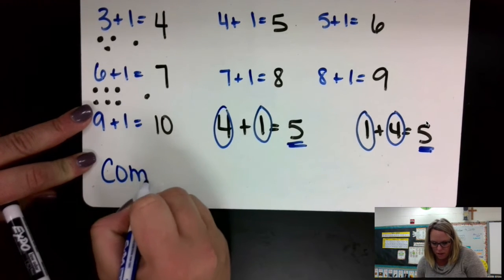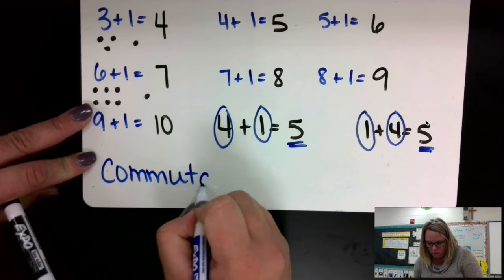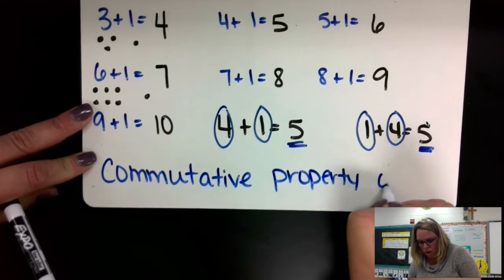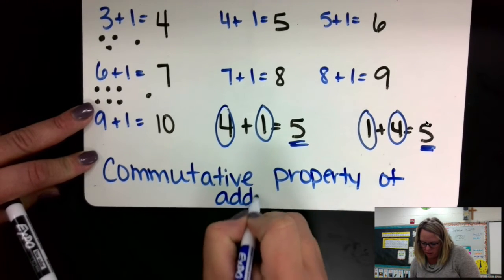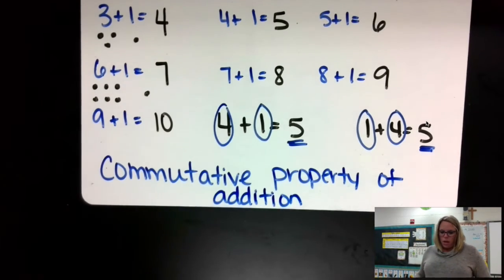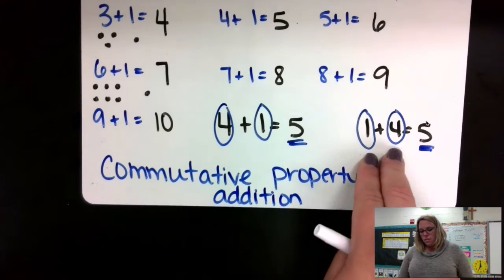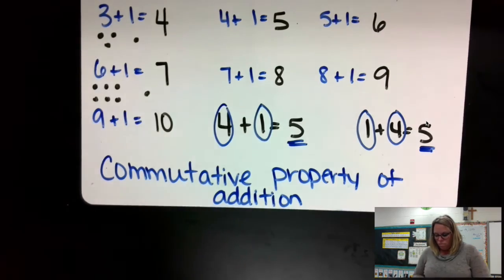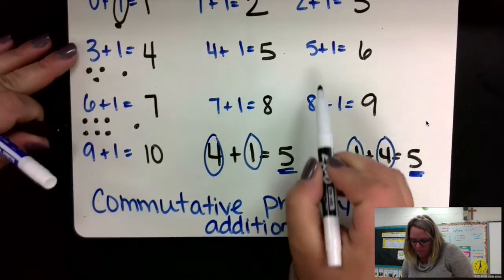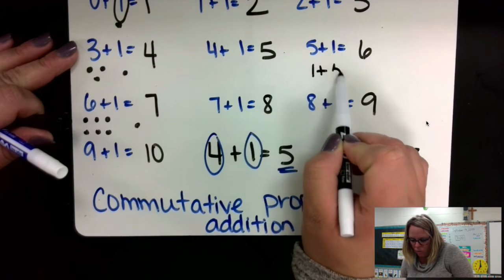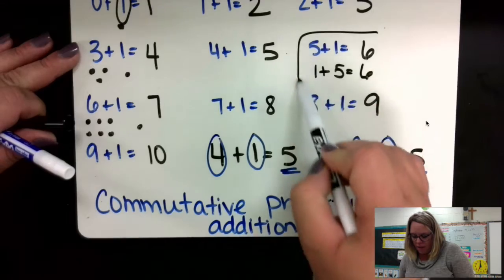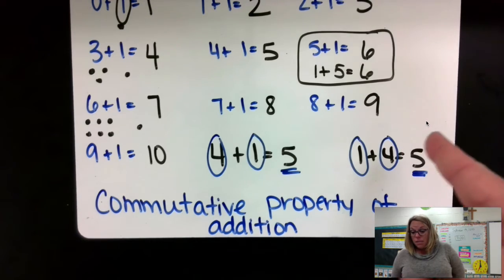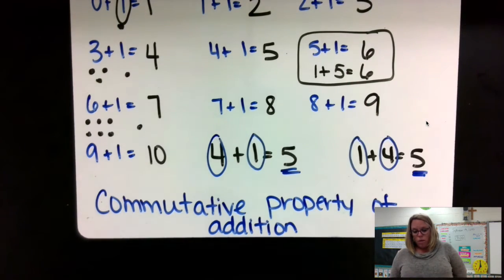They call this the commutative property of addition. So the commutative property of addition is when the addends are the same for the problem and the sum is the same, but they're switched around. So let's try this one. 5 plus 1 equals 6, and 1 plus 5 equals 6. That's an example of the commutative property of addition. Because the addends are the same, my sum is still the same, but the addends are switched around.